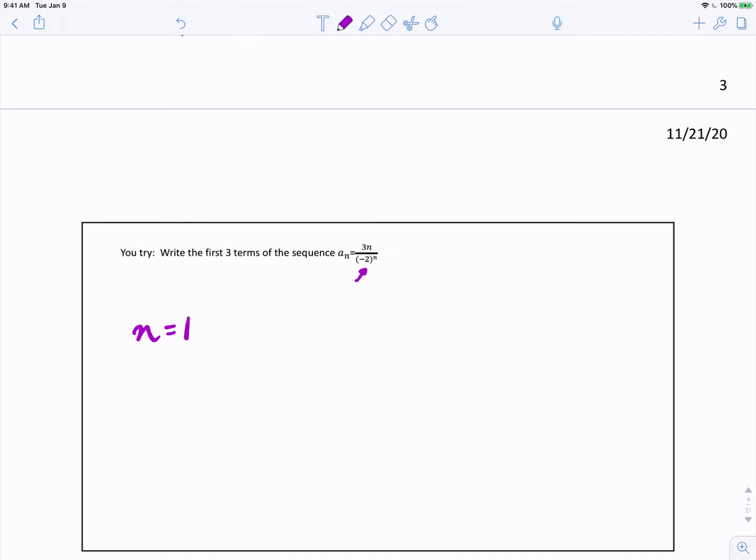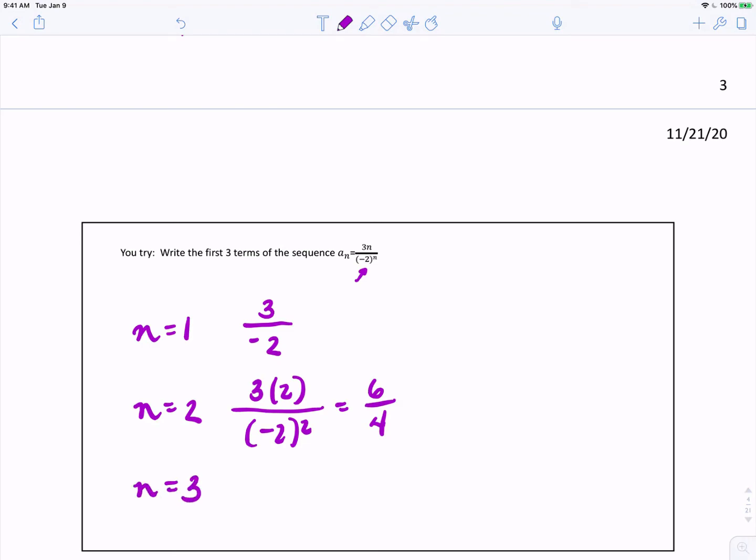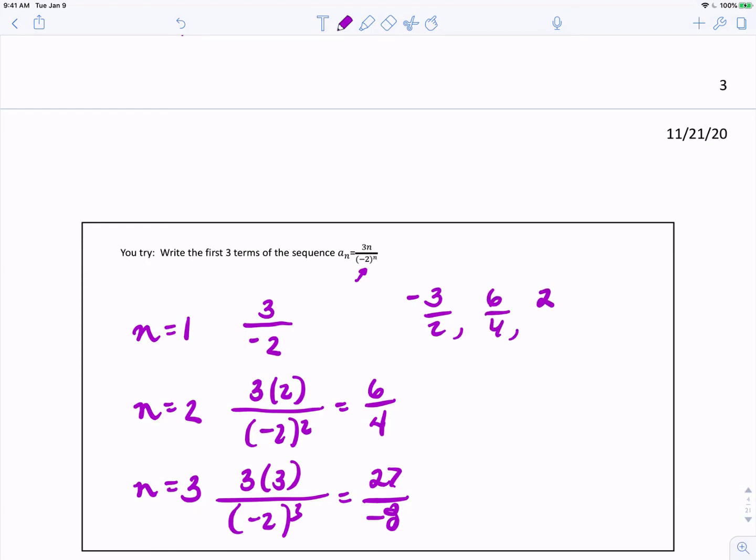So n is equal to 1. We would have 3 times 1 in the numerator and negative 2 to the first power in the denominator. If n is equal to 2, we have 3 times 2 in the numerator and negative 2 squared in the denominator, so that's going to be 6 over 4. If n is equal to 3, we have 3 times 3 in the numerator and negative 2 cubed in the denominator, so that's going to be 27 over negative 8. And so you can see the alternating signs, a negative term, a positive term, and a negative term.